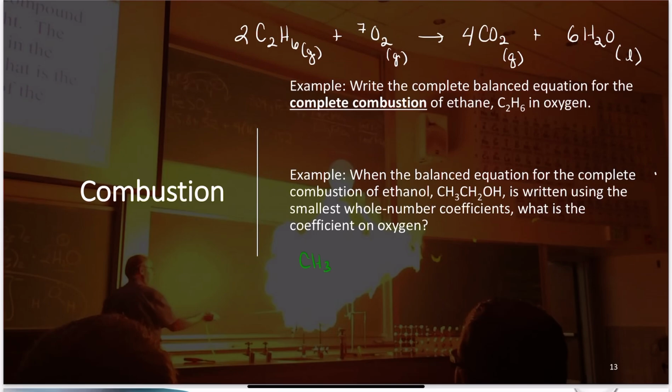CH3, CH2, OH, plus O2, and ethanol is a liquid. Oh, you can actually see the white on here. I apologize. I like the fun background, but I just want to make sure you guys can see it. CH3CH2OH is a liquid, plus oxygen gas, giving me CO2 and water.